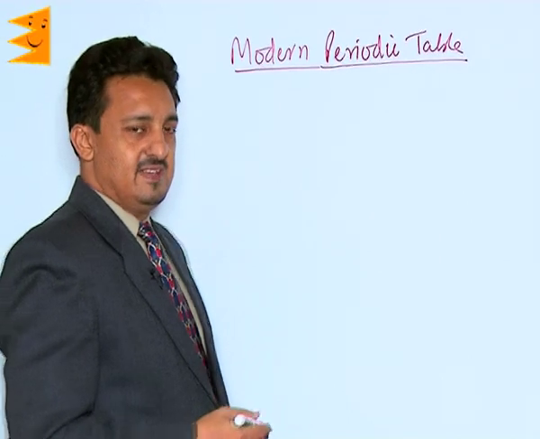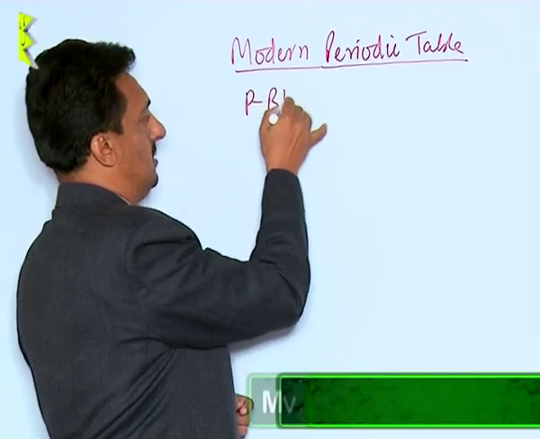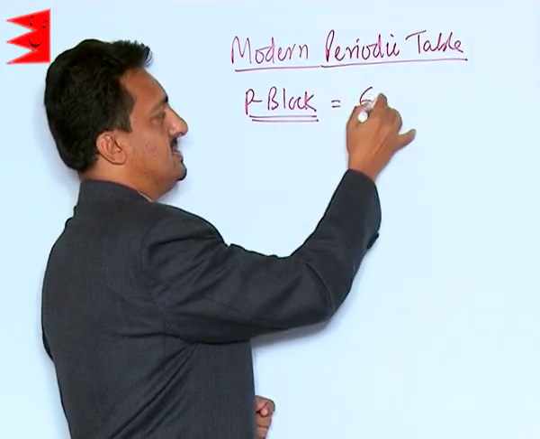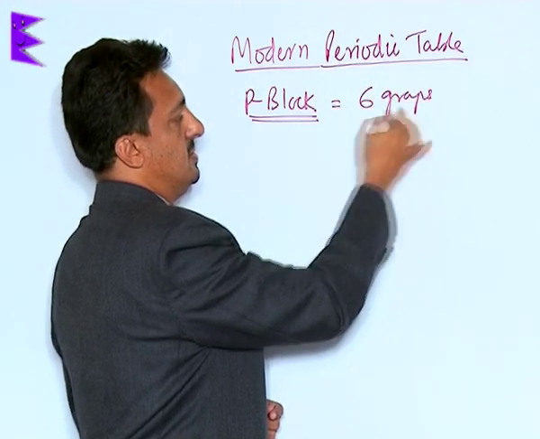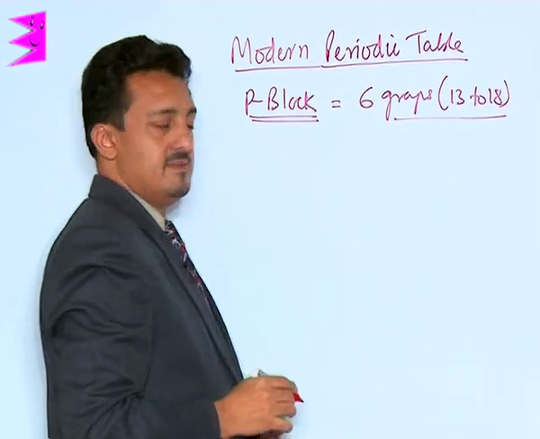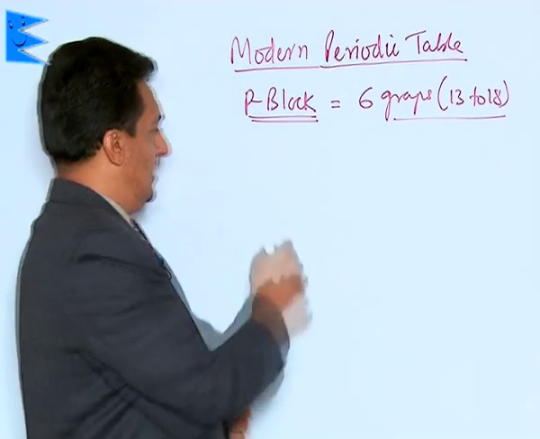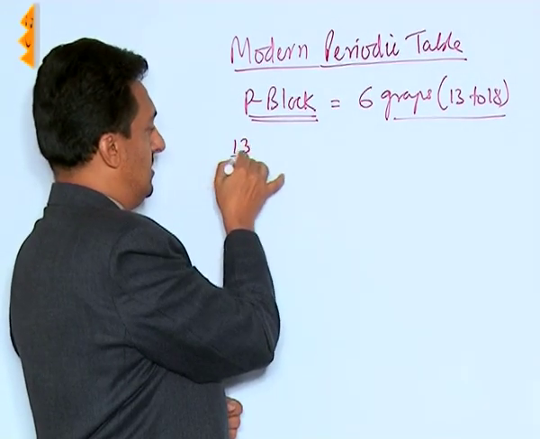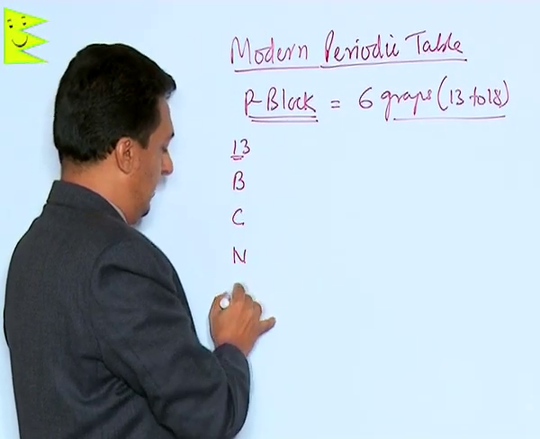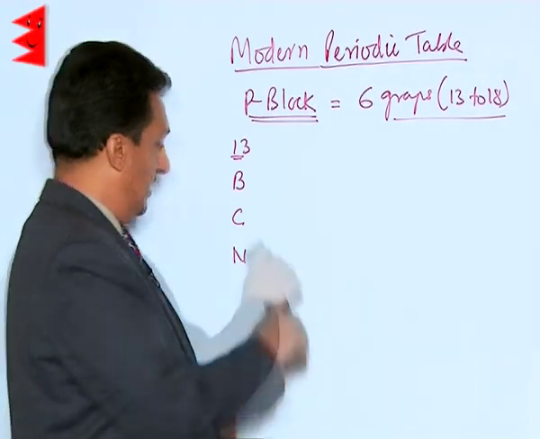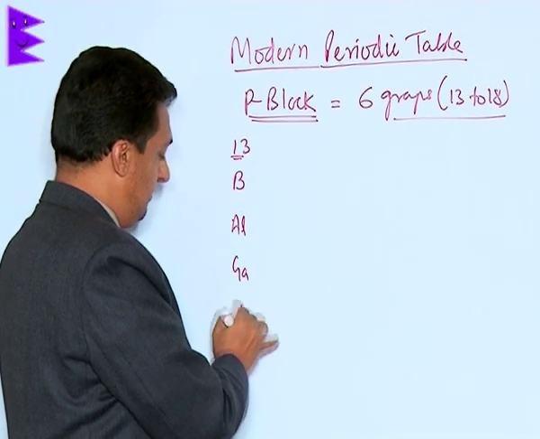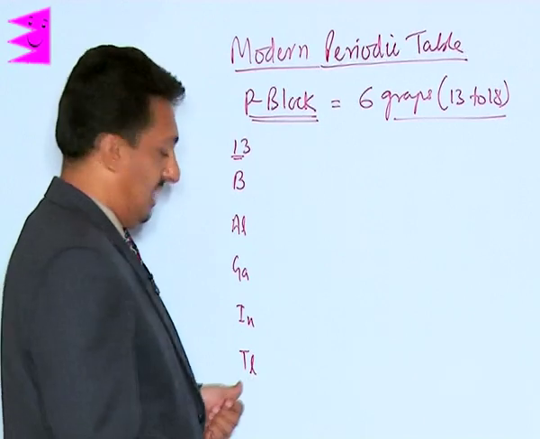The next block we can study is the P block. This P block has 6 groups, starting from the 13th to the 18th. Let us start with this. The 13th group is boron, aluminium, gallium, indium, and thallium.